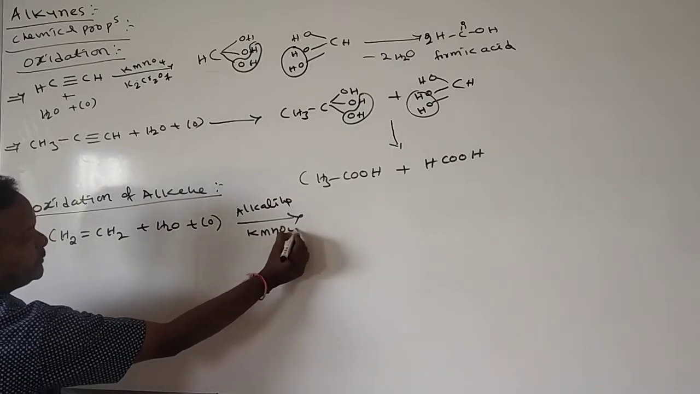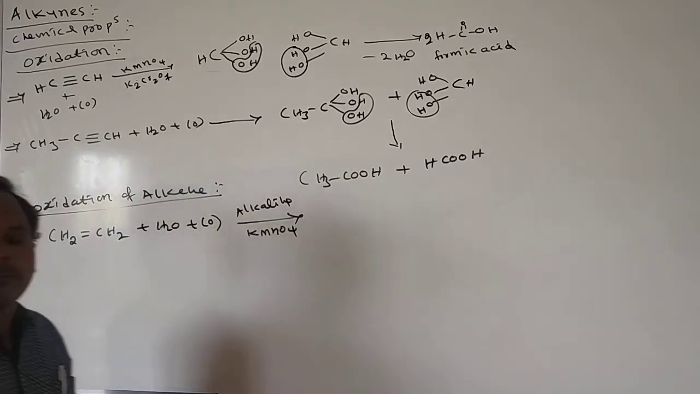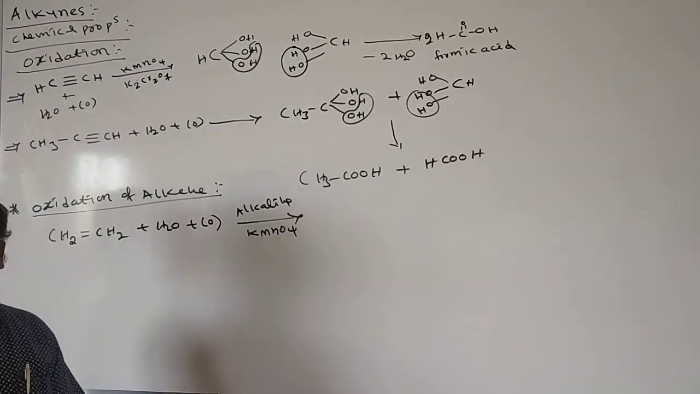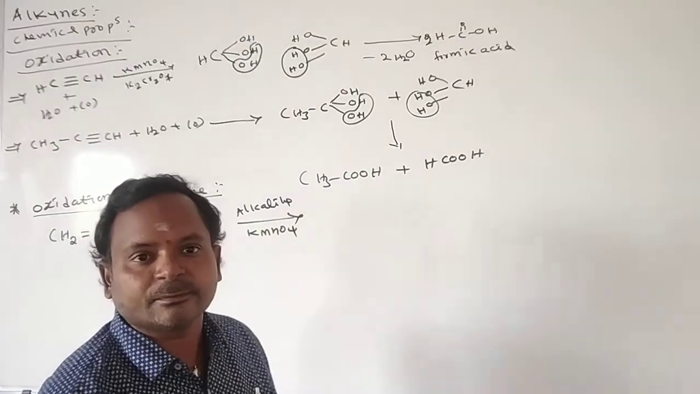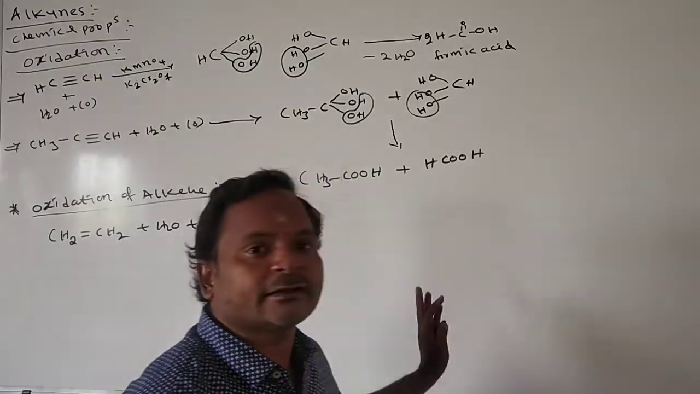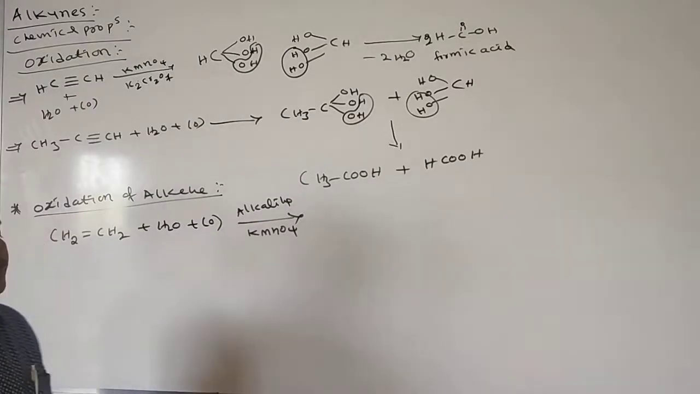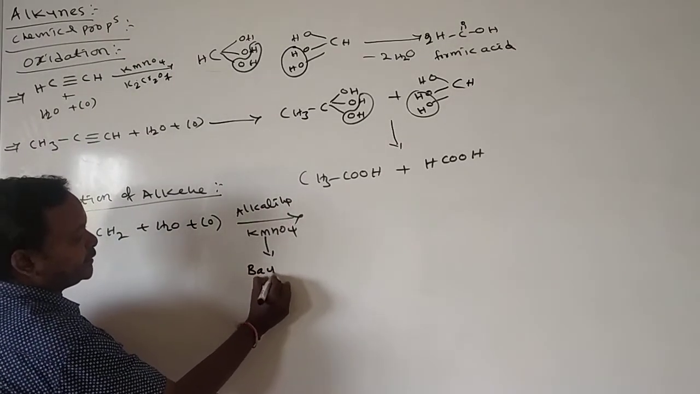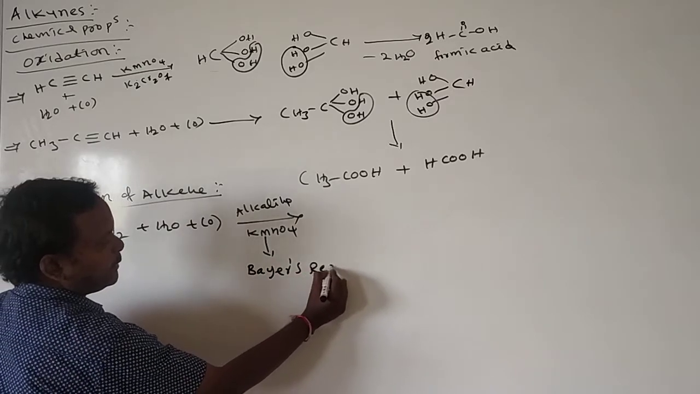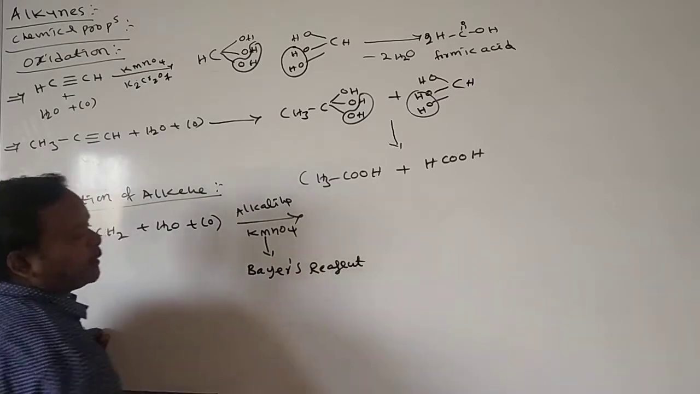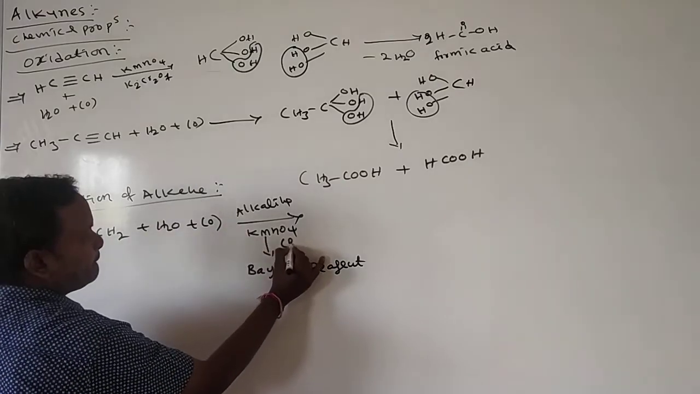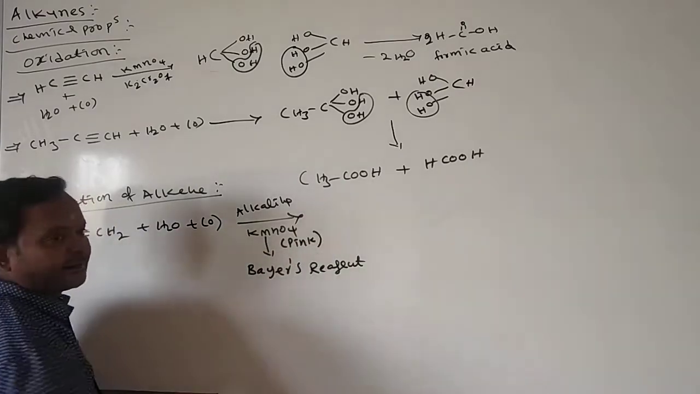KMnO4. What is the meaning of alkaline KMnO4? Potassium permanganate which is dissolved in basic solution; we call it alkaline KMnO4. This alkaline KMnO4 is also called Baeyer's reagent. Baeyer's reagent is pink in color.